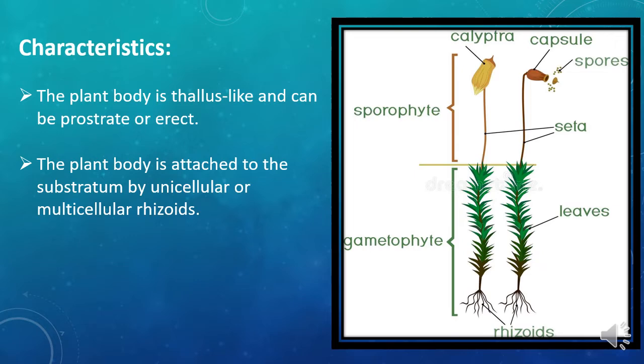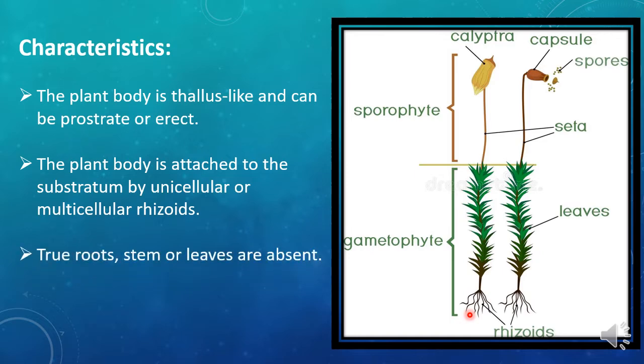The plant body is attached to the substratum by unicellular or multicellular rhizoids. So here are the rhizoids. These rhizoids fix the plant body to the substratum, that is soil, and they may be unicellular or multicellular in nature.